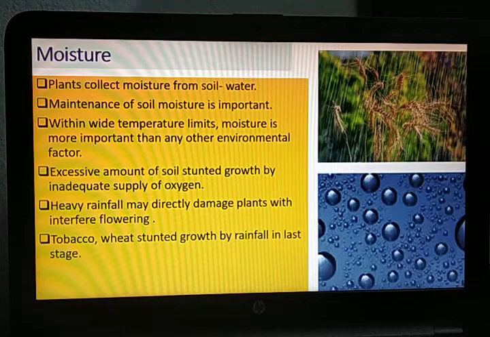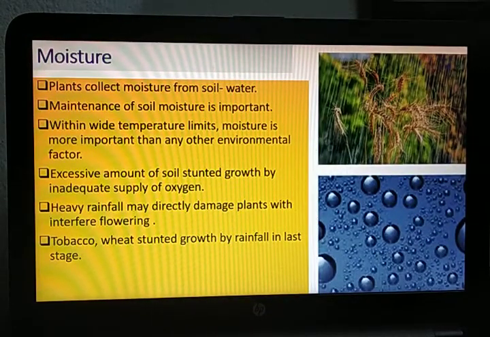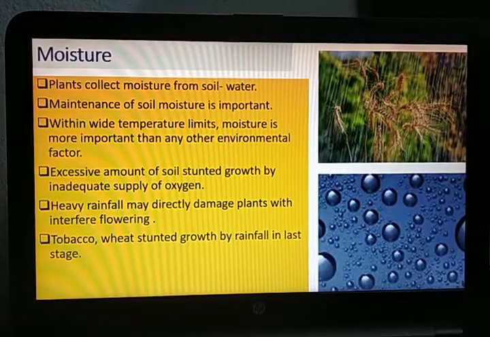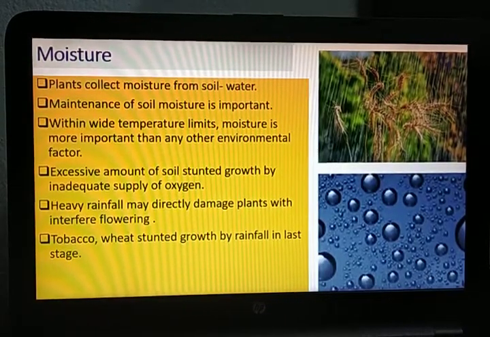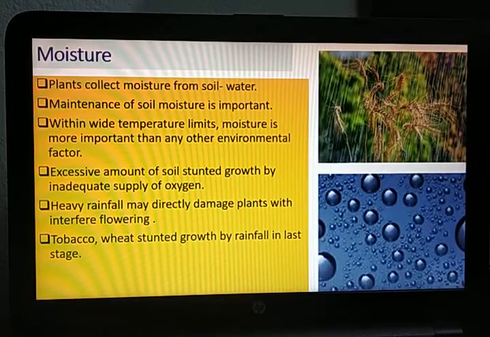Moisture. Plants collect moisture from soil water. Moisture is important for the physiological growth of any plants, but plants do not usually collect moisture from the air. They collect it from soil water by capillary action of their roots. Maintenance of soil moisture is important. Within wide temperature limits, moisture is more important than any other environmental factor.